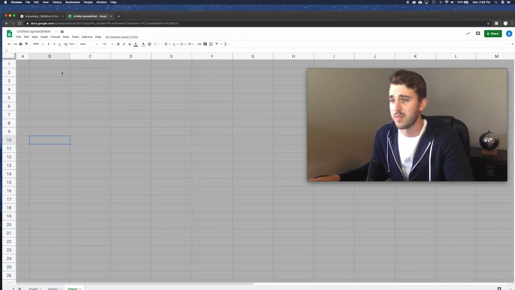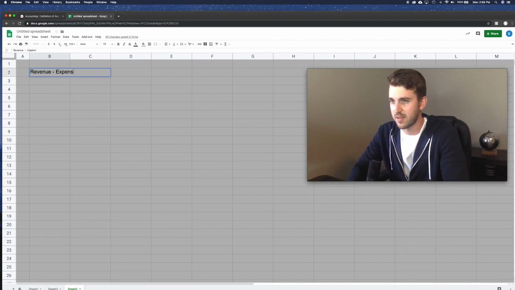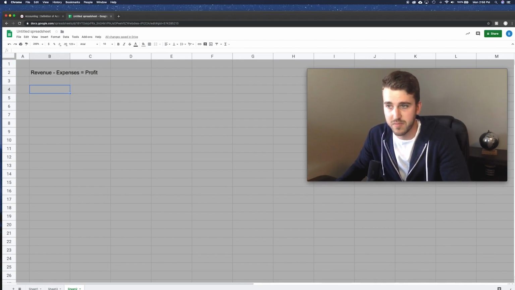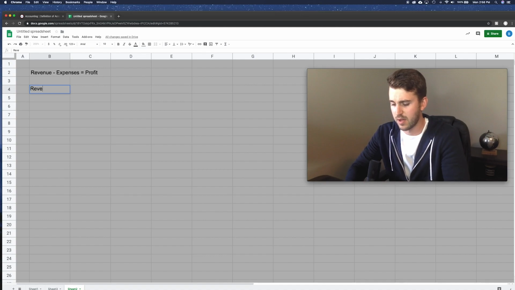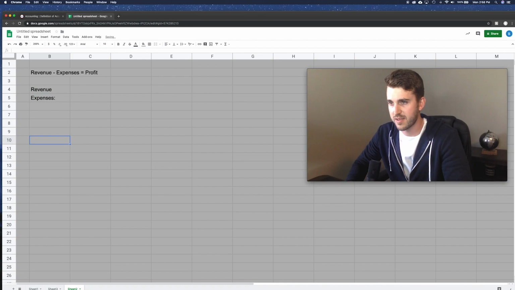The income statement is basically a simple formula: revenue minus expenses equals profit, or income. For those of you that don't know what revenue means, that's just sales. It's basically money that people paid you. Let's lay this out and I'll give you an example of what one looks like. Let's put revenue, and then list expenses under that. I'm going to put a colon because I'm going to leave some spaces for all of those expenses, and then I'm going to list out profit.